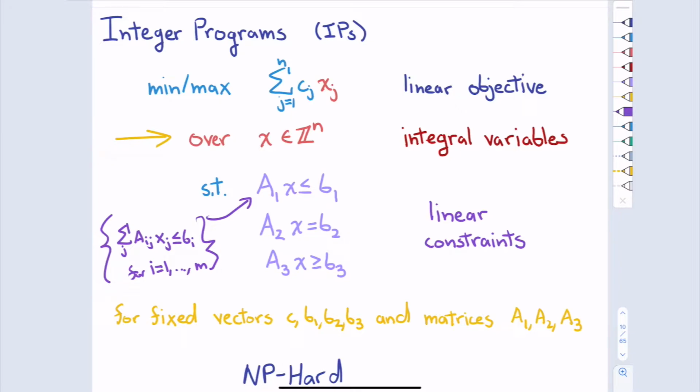Okay, so these are hard, but they're useful. These are really what model the kind of discrete optimization problems we're interested in.